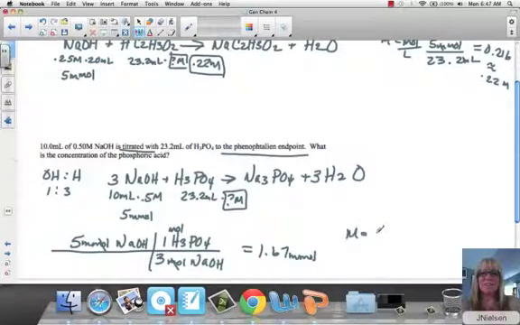Molarity is equal to moles over liters, so 1.67 millimoles divided by 23.2 milliliters. And then I'm going to be left with 0.072 molar. And that's my answer.